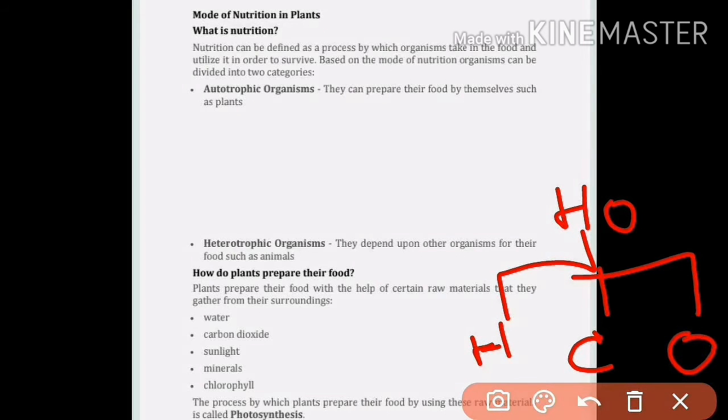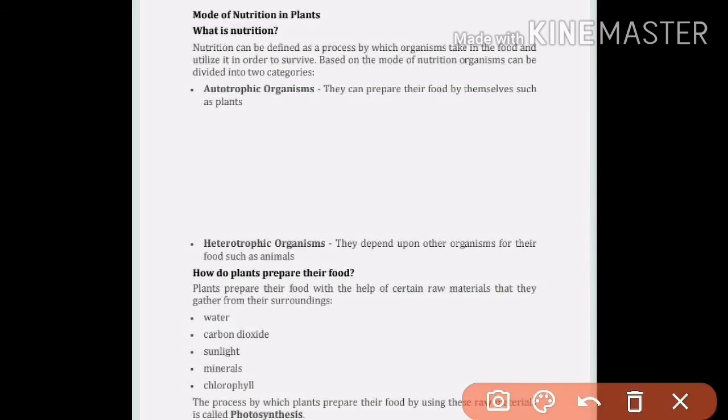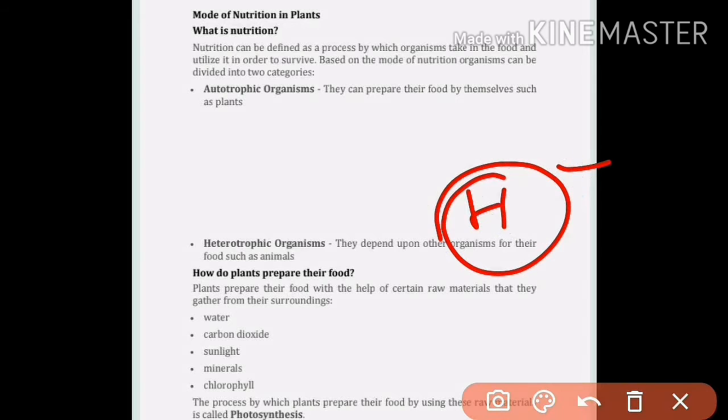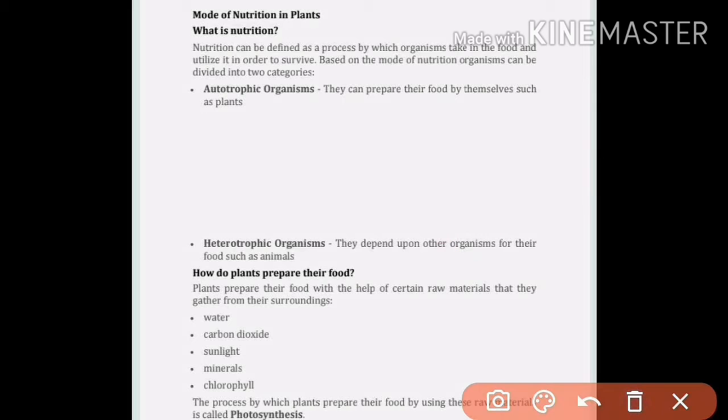So what is herbivorous? Herbivorous are the animals which eat only plants and plant products. Yes. So now we can understand what herbivorous animals are. Some examples are cow, deer, etc.